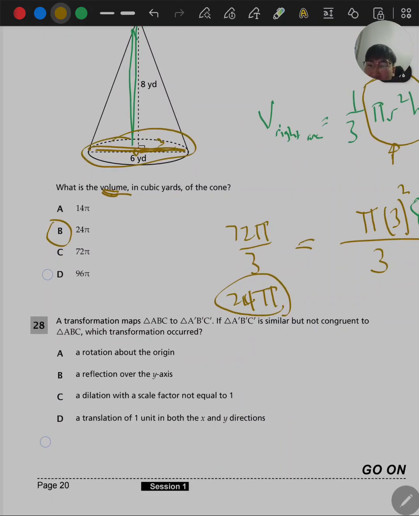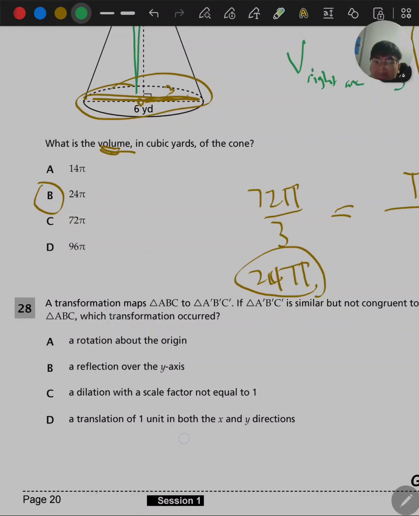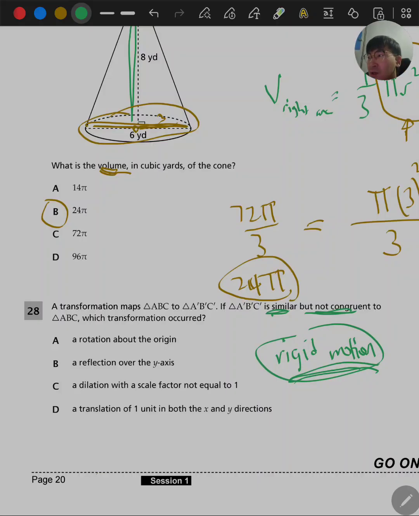Great. One more time, 28: a transformation maps triangle ABC to A prime B prime, which is similar but not congruent. Which transformation occurred? Congruent means the side lengths are all equal, and the angles are equal too. But similar but not congruent means this transformation is not a rigid motion. That's the fancy way of saying it, but just look it up. A rigid motion is just a distance-preserving map.